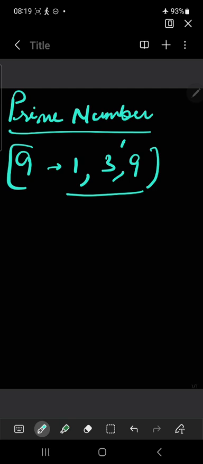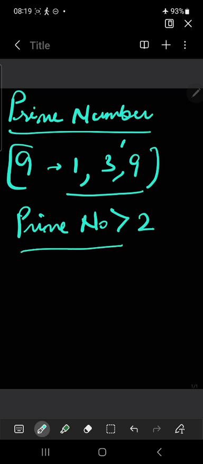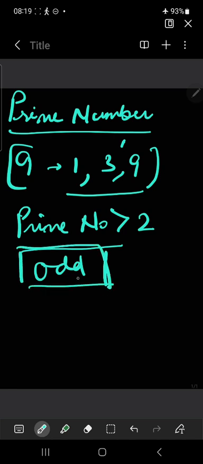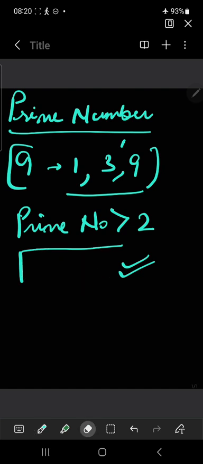The second thing you have to understand is that every prime number greater than 2 is odd. 2 is a prime number, and every other prime number is greater than 2 and odd. Even numbers greater than 2 are not prime numbers; they have more than 2 factors. The prime numbers which are greater than 2 are always odd numbers. So if we have to find a shortcut method to identify whether a number is a prime number or not, what will we do?